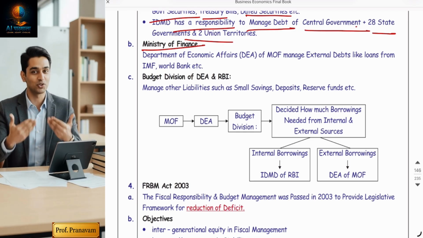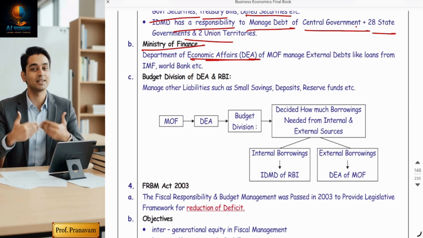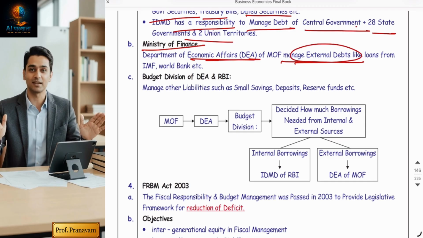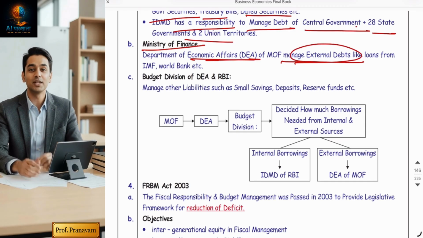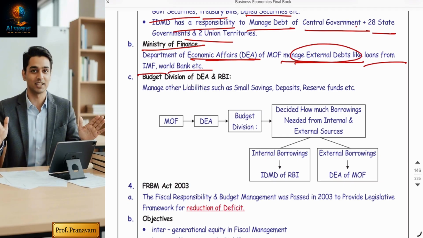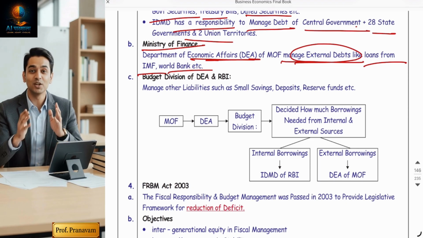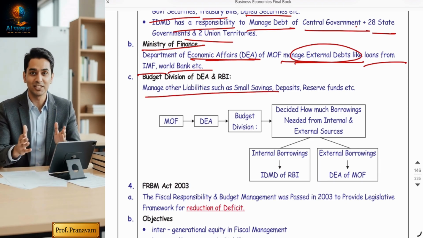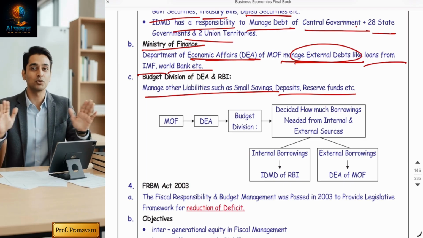The Department of Economic Affairs is a department under the Ministry of Finance. Now, what is its role? Guys, it manages external debts. IDMD manages internal debts, and DEA, the Department of Economic Affairs, manages external debts, loans from the IMF, World Bank, etc. The budget division of DEA and RBI decide how much borrowing is required and decide the internal versus external borrowing mix.